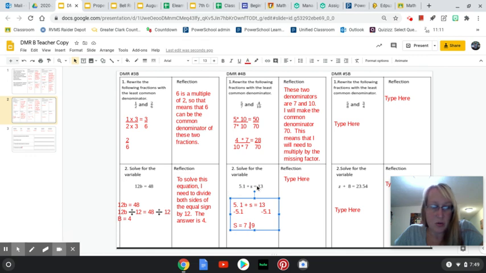The reflection will be on the typed answers. I don't have time to finish it now.